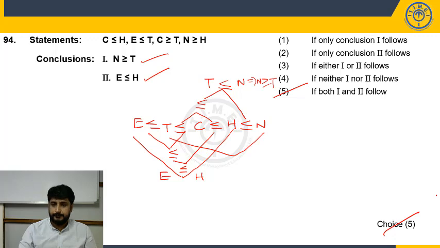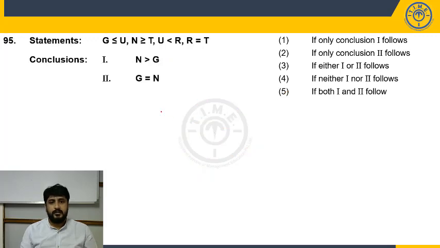Okay. Now, last question in this set. G less than or equal to U. U less than R. R is equal to T. N greater than or equal to T is as good as T less than or equal to N. Let's answer the question. N greater than G.